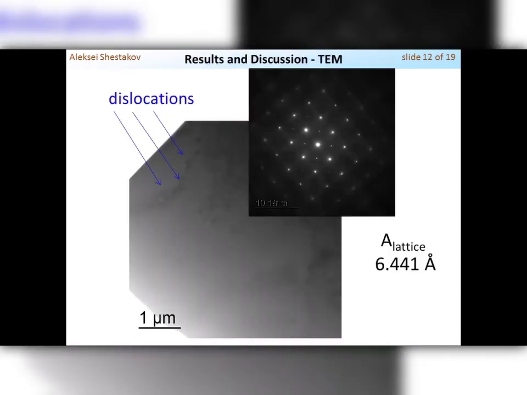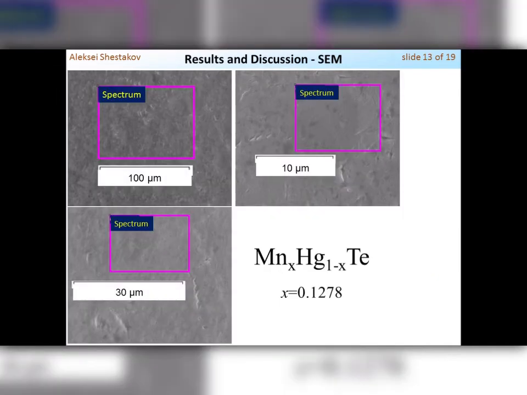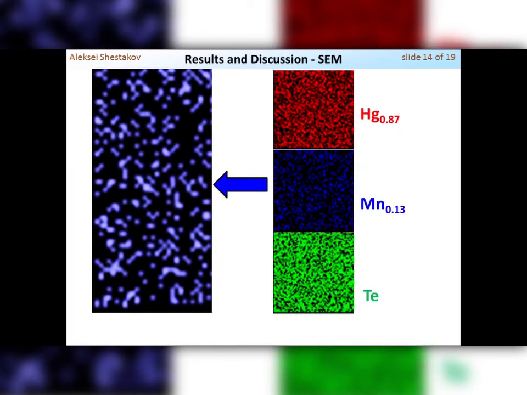From our previous scanning tunneling microscope measurements it was established, firstly, that the diffractogram showed that the crystal is single phase. Secondly, that there are some dislocations in the crystal. And finally, the lattice period was estimated. Examination with an electron microscope made it possible to accurately establish the molar concentration of manganese ions. The average concentration of manganese ions is 12.78%. However, here we see that the manganese ions are not uniformly located inside the crystal.